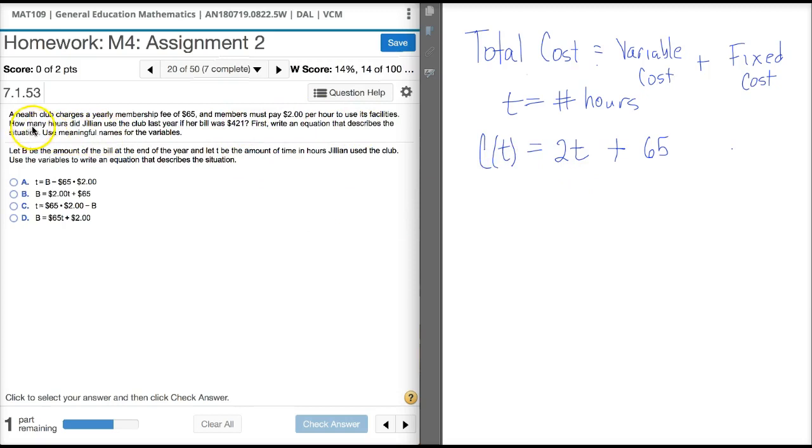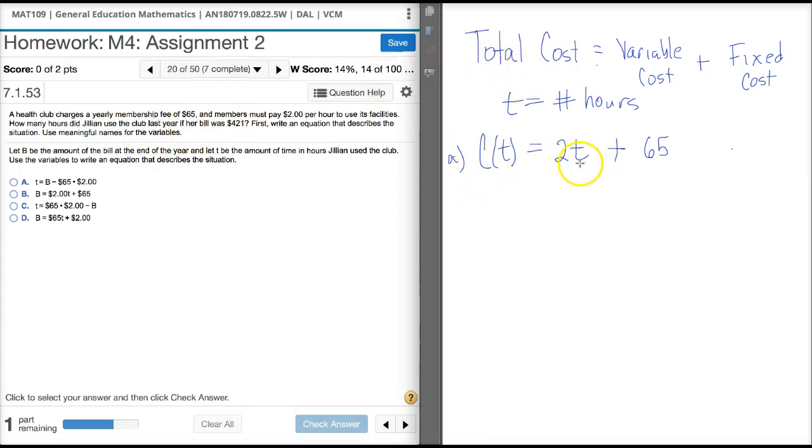So if we look here, it says, how many hours did Jillian use the club last year if her bill was $421? So there's a part A and part B to this. Part A is basically saying, write the equation that describes the situation, and then part B will be actually finding out how many hours Jillian used the club.